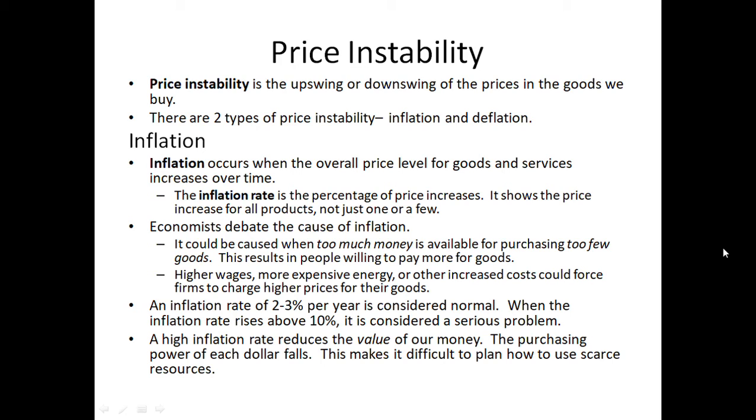Economists debate the cause of inflation. That really means that they are not sure what causes it. There are various different theories of what causes it, and that's what they mean by they debate it. Each economist has their own theory of what actually causes the inflation.